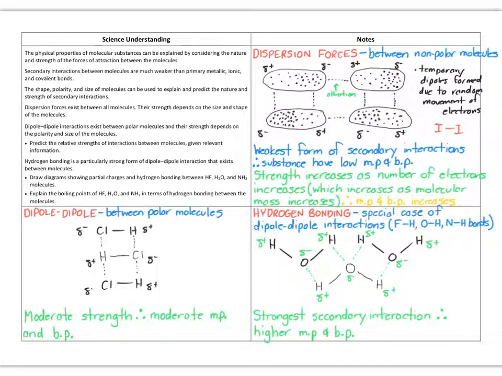So, a lot in that slide. Really important that you do understand this stuff. Where you get dispersion forces, where you get dipole-dipole bonding and where you get hydrogen bonding. And also you understand that the dispersion forces are the weakest form, dipole-dipole are the moderate form, and hydrogen bonding is the strongest form of secondary interaction.